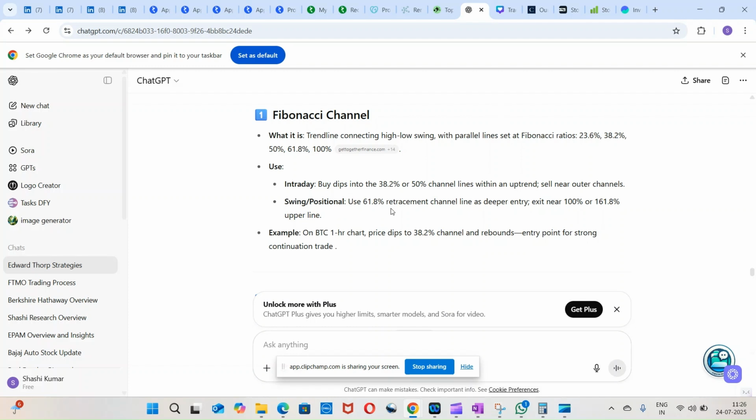Coming to the positional strategy, same thing in an uptrend. If you see a retracement to 61.8 and then you see some candle which shows that the uptrend is going to continue, then you buy at that deeper entry and exit at 100% or 161.8%. An example of using this is on BTC, Bitcoin 1 hour chart. If the price dips to the 38.2 channel and then rebounded, you enter here, and it's a continuation trade. So the Fibonacci channel is basically a trend line drawn on a high-low swing, with parallel lines at Fibonacci ratios, which you can use to capture trend continuation.